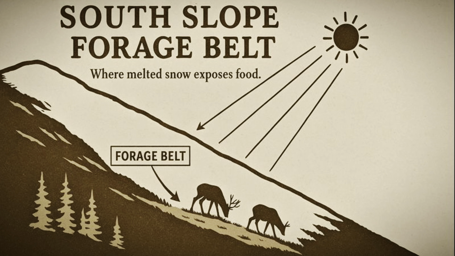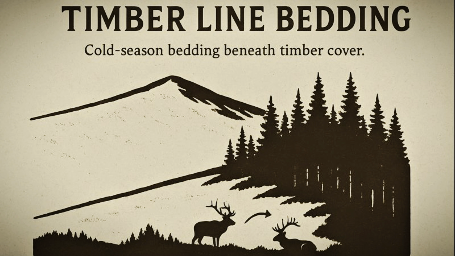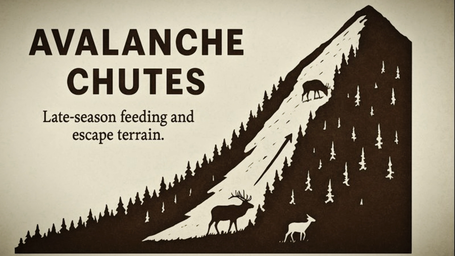Number 78 is your south slope forage belt, where the snow melts first, exposing the feed, and it makes it prime winter feeding territory. Number 79 is timberline bedding, which is your cold season bedding areas beneath timber cover. Animals are going to use those for warmth and concealment. Number 80 is your avalanche chutes, which are open feeding areas with regenerated growth, right? They're also escape terrain for pressured animals.